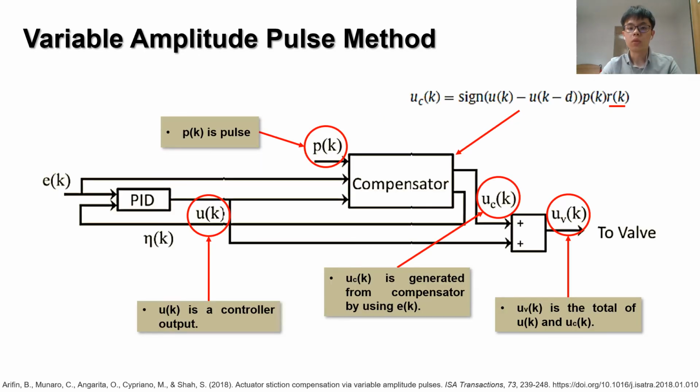Next comes the variable amplitude pulse method. This method adds a pulse with varying amplitude to the controller output in order to overcome the stiction. When the error becomes smaller than the specific limit, the compensation will stop and remain in standby mode. The compensation will restart once the error again exceeds the limit. The more detailed mechanism will be explained in the next slide.